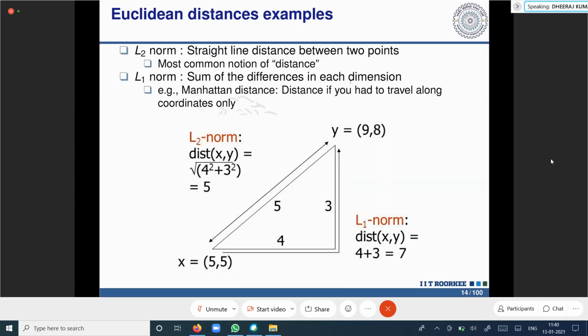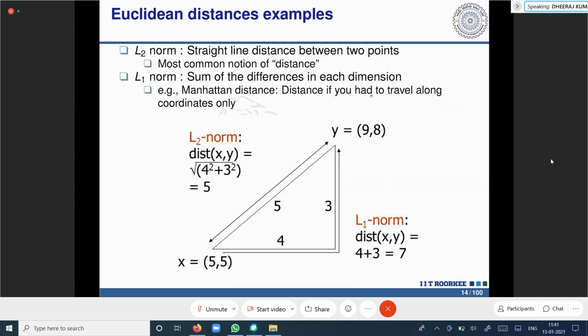So this is more like, let's say you have a plain area, or a city, in which there are different roads, and you want to go from one point to another. Now you cannot go directly because there might be buildings in between, so you have to follow the road. So here we consider the road to be along the x and y axis only. In this case, that's called an L1 norm, a common example of which is Manhattan distance.